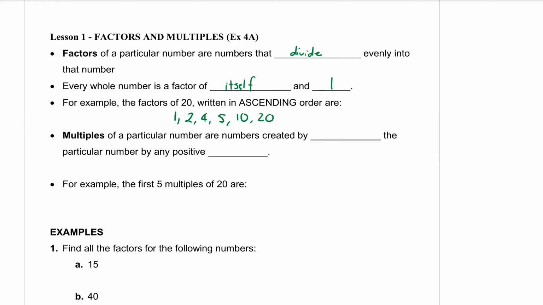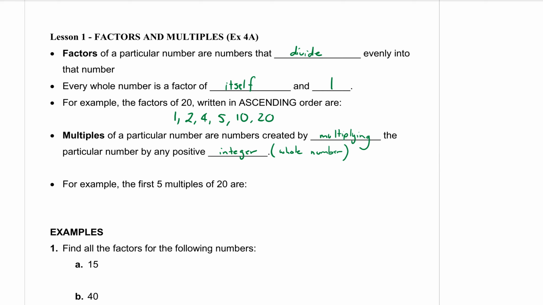Multiples, the next type of question that we're going to have. Multiples of a particular number are numbers created by multiplying the particular number by any positive integer. Now you should be very familiar with that word integer. It just means whole numbers, doesn't it? When I am talking about multiples, I am just talking about your times tables.